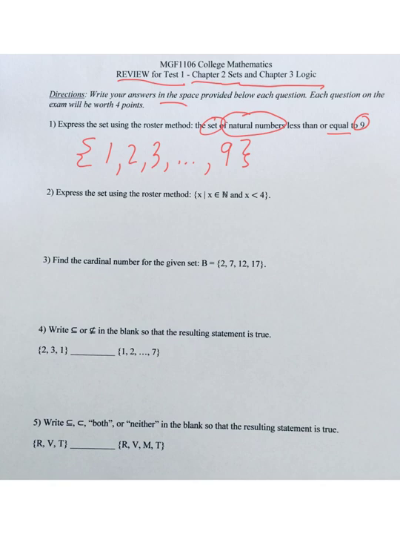Question 2 is another roster method question. It says express the set using the roster method. And as we look at this set, this is currently in set builder notation. I know that because of that one vertical bar there, that's the such that bar. If I were to read this current set out loud, it would be the set of x such that x is an element of the natural numbers and x is less than 4.